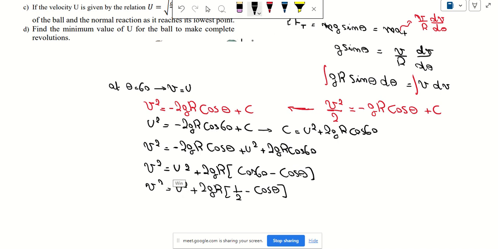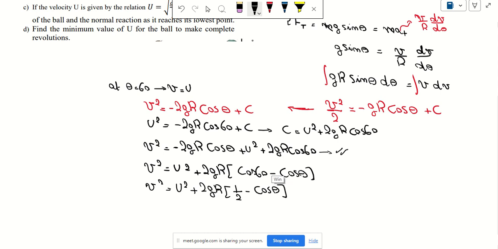So v squared is equal to u squared plus 2gr, having a common factor, 2gr, cosine 60 minus cosine theta. Cosine 60 is half, so v squared is equal to u squared plus 2gr, half minus cosine theta. If you don't have time to simplify it, just put it in this form. This is a good one: v squared equals negative 2gr cosine theta plus u squared plus 2gr cosine 60. No problem at all.